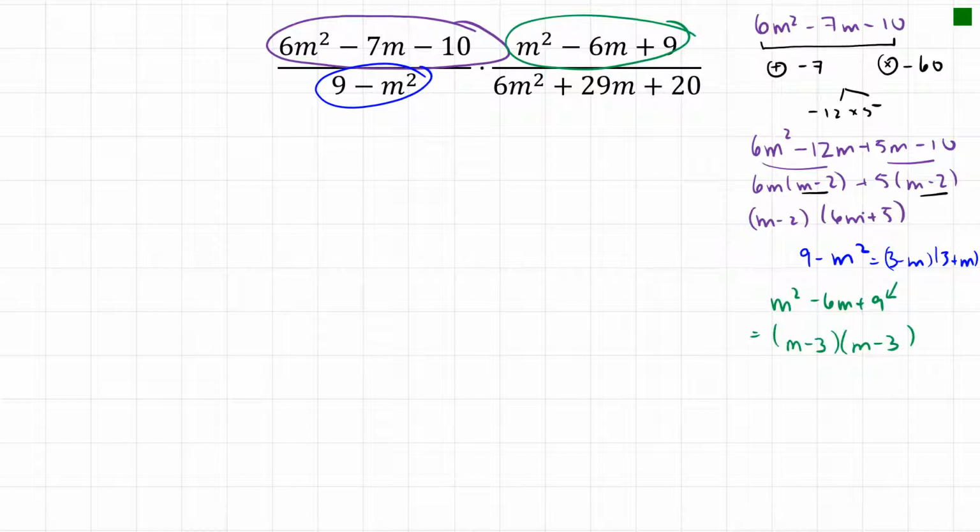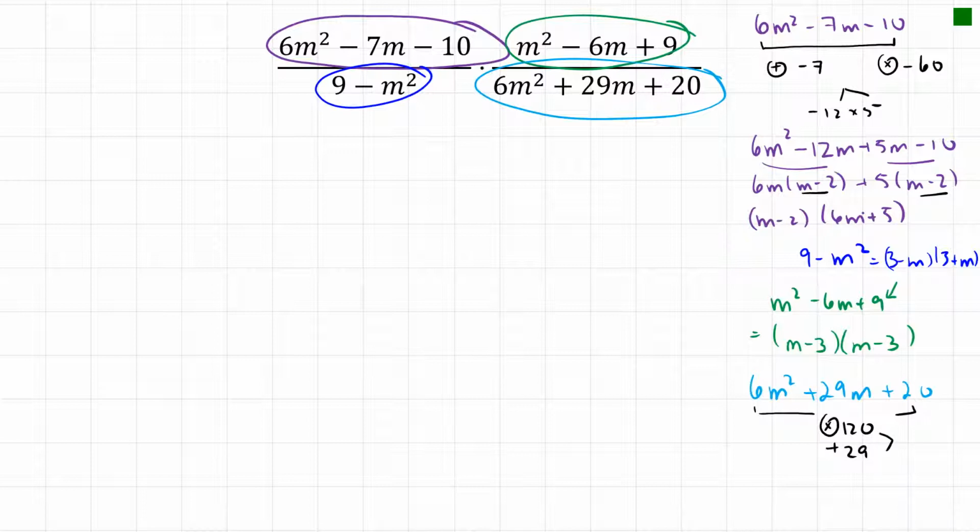And then lastly, let's do the last one in a light blue. 6m squared plus 29m plus 20. So again, this is a complex one. I'm going to multiply these two together to get 120. So what multiplies to give me 120 and adds together to give me 29? Well, the combination that works there is 24 and 5.